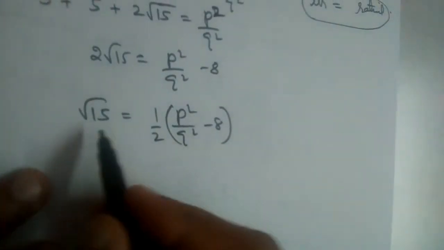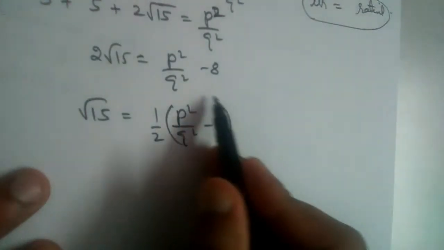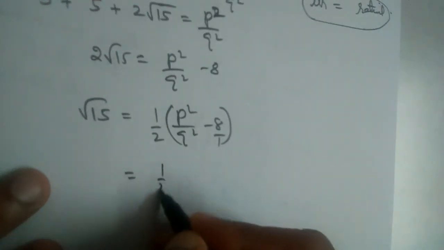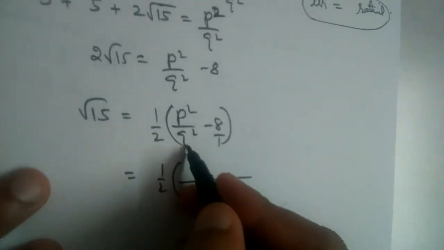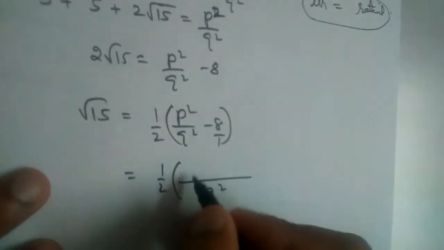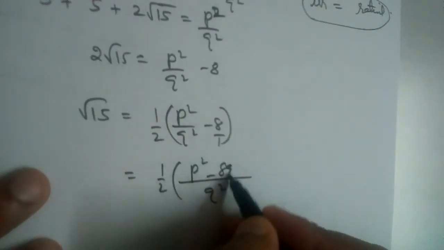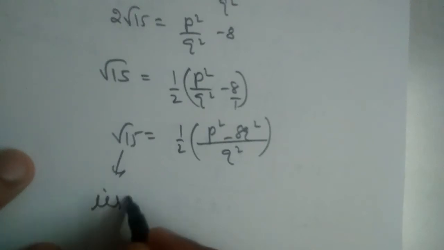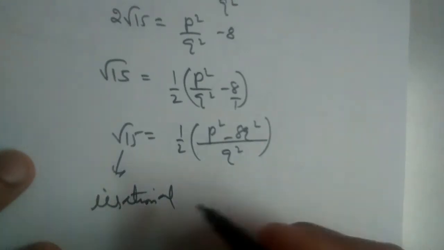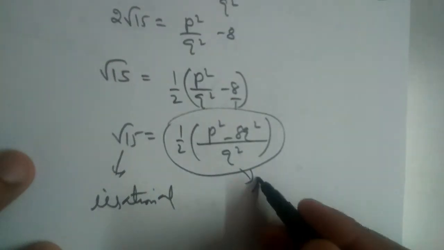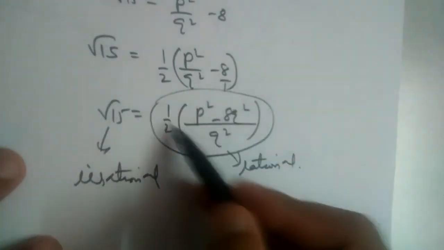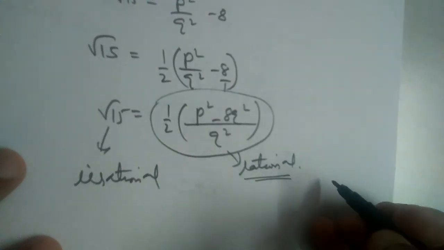Okay, now this is an irrational number and this is a rational number, right? See, you can write one more step here. 8 divided by 1, 1 by 2. LCM of q square and 1 will be q square. 1 into p square minus 8 into q square. This is root 15, so this is an irrational number, right? And this whole part is a rational number. Why is it rational? Because p and q are integers. So operations between integers will give us rational numbers only.